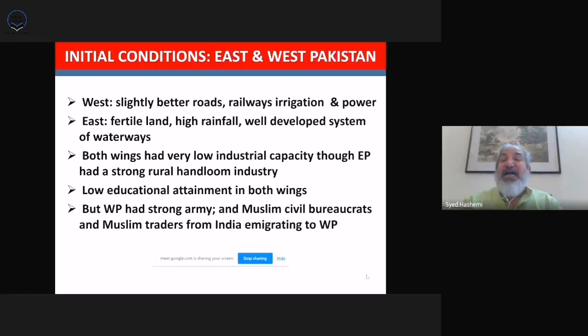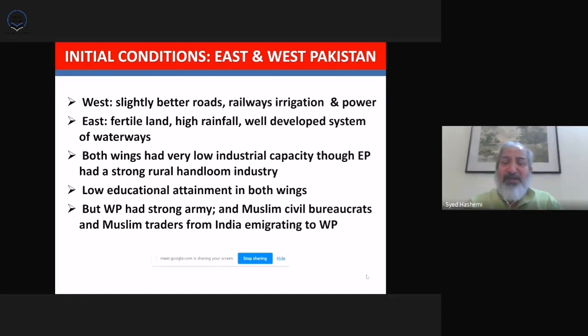So let's briefly start with what the initial conditions were. West Pakistan, at the time of the partition in 1947, did have slightly better roads, railways, irrigation, and power. But while East Pakistan didn't have that, East Pakistan had highly fertile land, good rainfall for agricultural production, and well-developed systems of waterways for transportation. Both wings had very low industrial capacity. Just remember, in the East, it was mainly in Calcutta and West Bengal, and also in West Pakistan, there wasn't much. It was primarily in India. Educational attainment was also low.